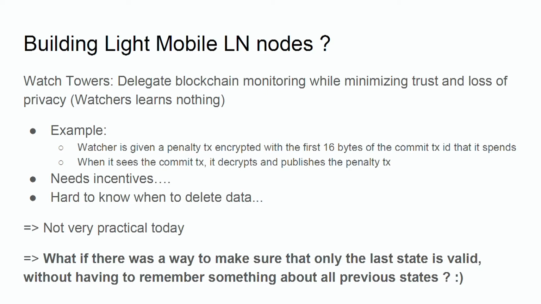Watchtowers don't exist because if you're running a watchtower, you have to store lots of data, and you don't know when you can safely remove it, because watchtowers are not supposed to learn about what you're doing. So they don't exist yet. But if there was a way to make sure that you only need to store the last state, you could very easily implement watchtowers, and that's what you will get with L2. So you won't have to remember every old state, just the last one would be enough. So we will see watchtowers with L2.